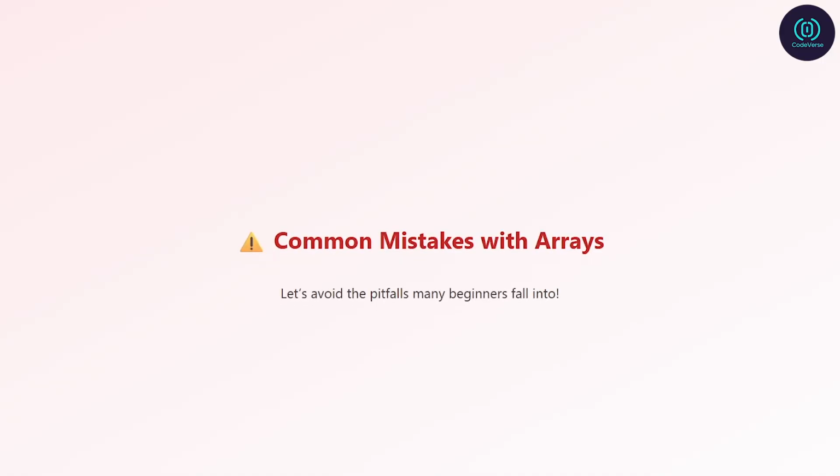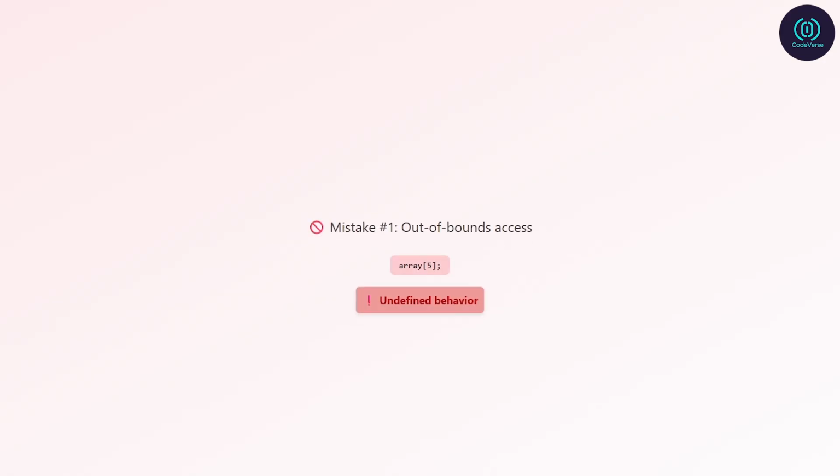Let's talk about some of the most common mistakes beginners make with arrays, so you can avoid them early. The first big one is going out of bounds. If your array has 5 elements, the valid indices are 0 to 4. Trying to access array[5] or array[-1] will cause undefined behavior. It might crash, or worse, silently corrupt data. So always double-check your loop conditions.